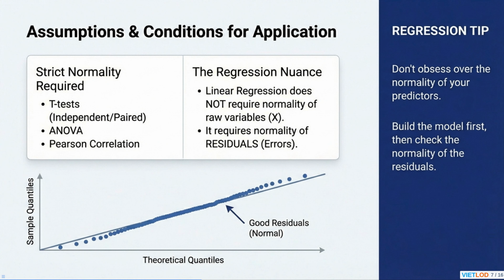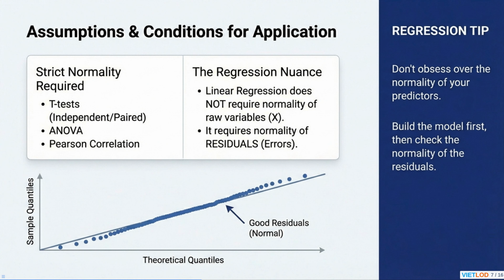We've discussed how various statistical tests rely on normality, but it's crucial to understand that not all tests have the same requirements. For fundamental tests like t-tests, ANOVA, and Pearson correlation, a strict normality assumption of your raw data is indeed required. However, linear regression introduces a key nuance that is often misunderstood. A common misconception is that your independent variables, or predictors, need to be normally distributed for linear regression. This is actually not a requirement.